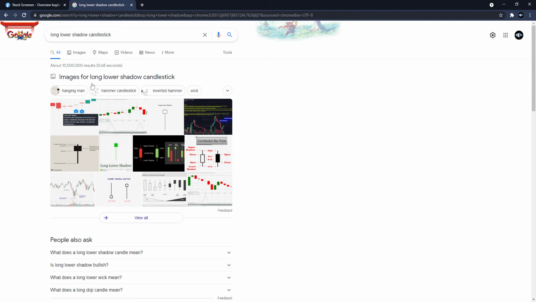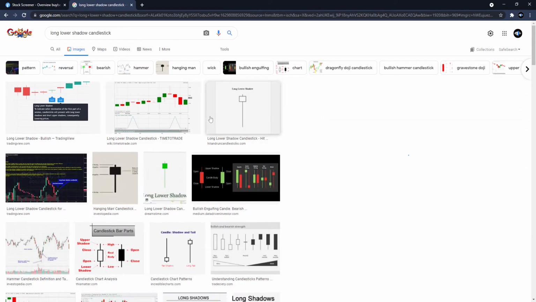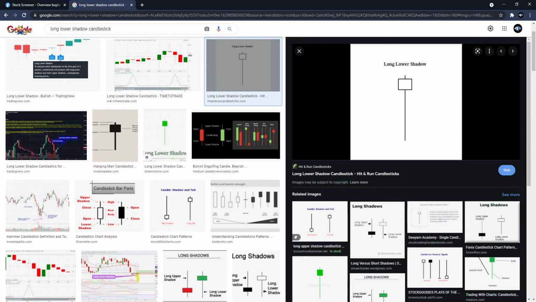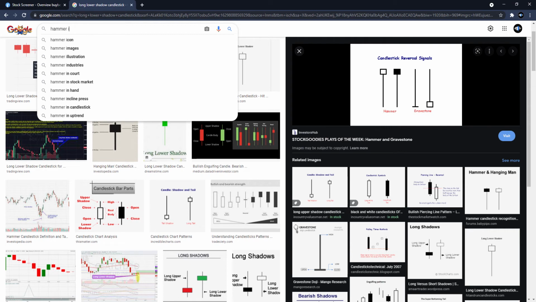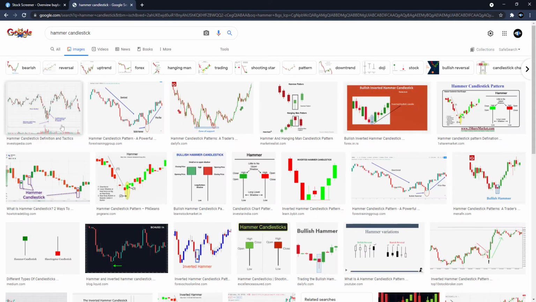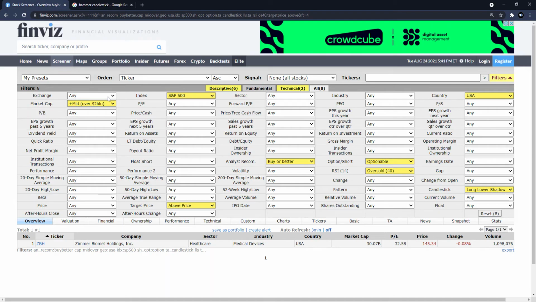Okay, this is the long lower shadow, just like that. What this candle indicates is that the market really wants to push to the upside. As you can see, you have a hammer candlestick right here, and it is a confirmation of a price reversal to the upside. And as you see, it pushed to the upside. So I hope I explained it right.